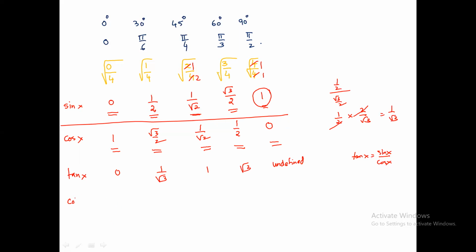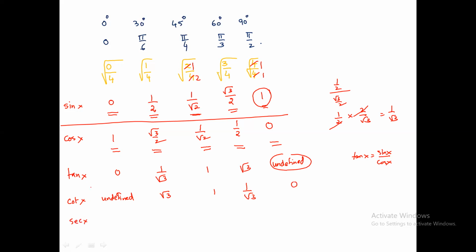Okay, now for cot x, you can start from back, from the last. First you will write undefined, then you will write root 3, then 1, then 1 by root 3, and last 0.